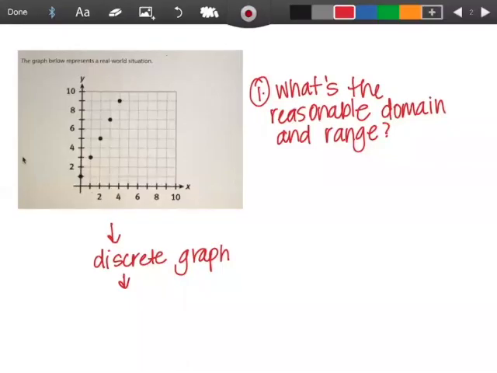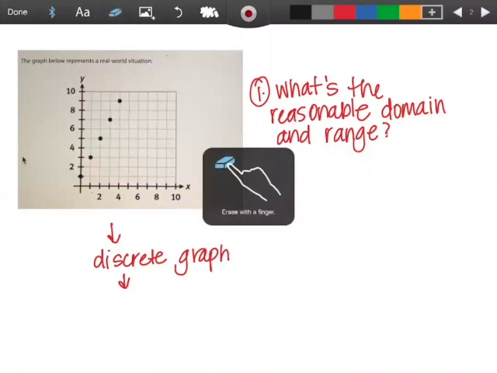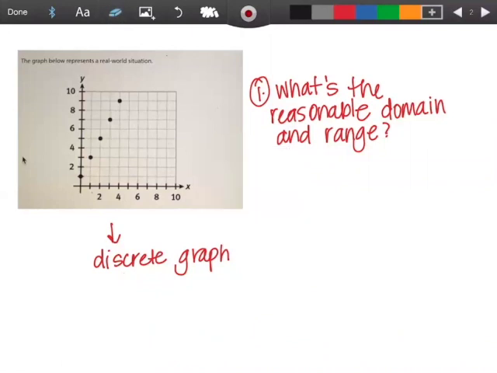Right, so this graph that we are looking at now, the first thing I want you to notice is that it does not have a line or a curve. Graphs that have distinct points, like the one you're seeing now, are called discrete graphs. The graph that we had in the first example is called a continuous graph.